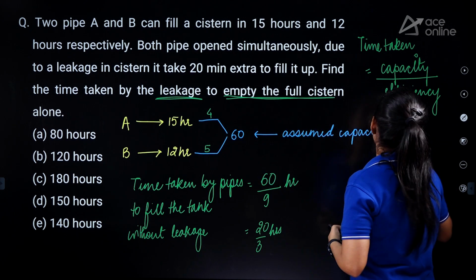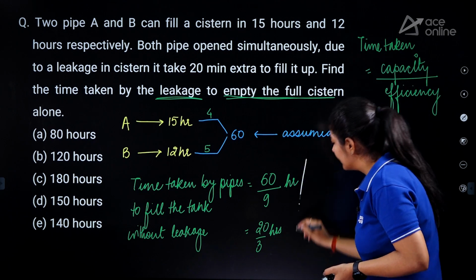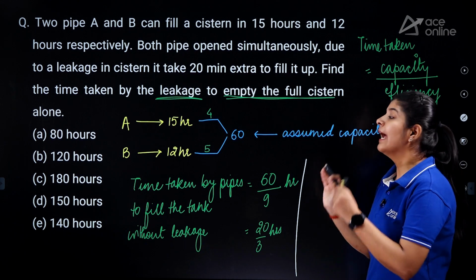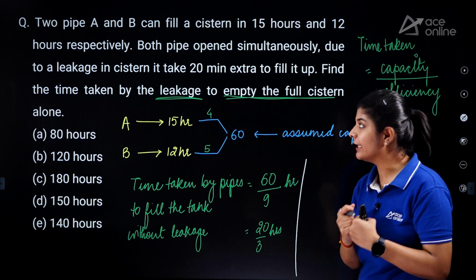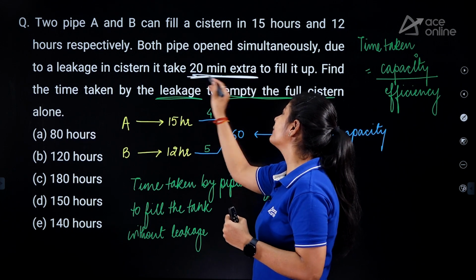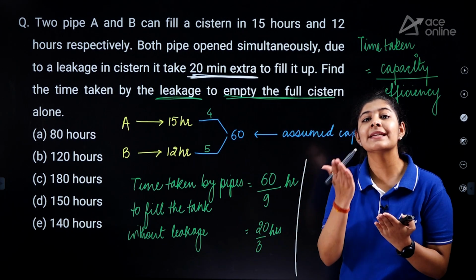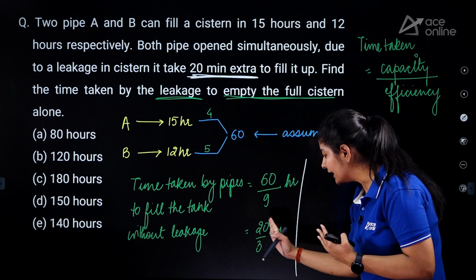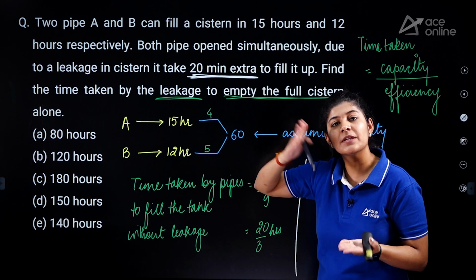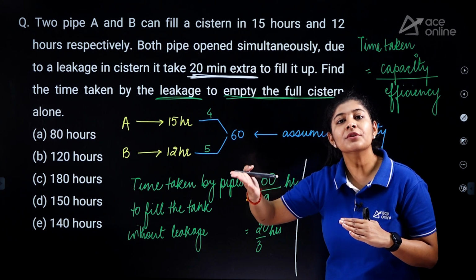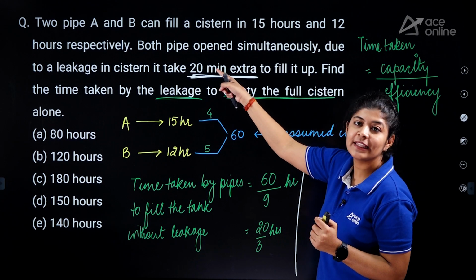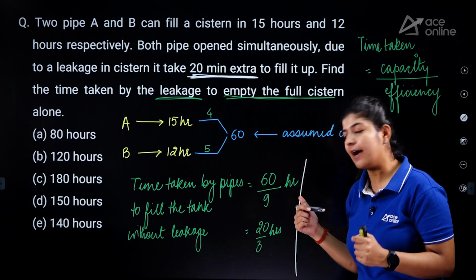But the question says that there's a leakage in the tank, and because of that leakage, they are taking 20 minutes extra. Here we have data in hours and here in minutes, so we need to change the values to the same unit. So we are converting these 20 minutes into hours.